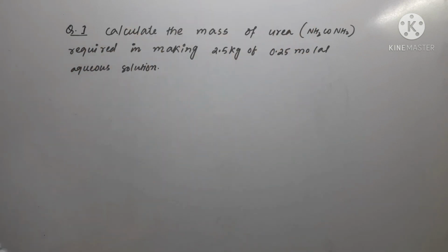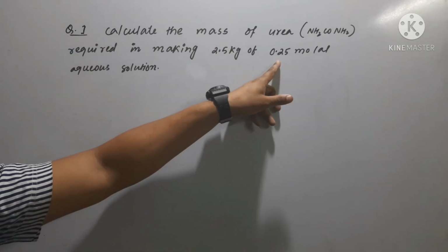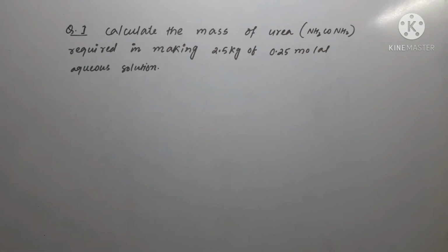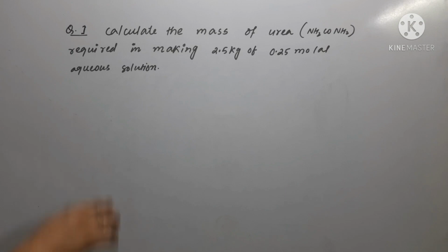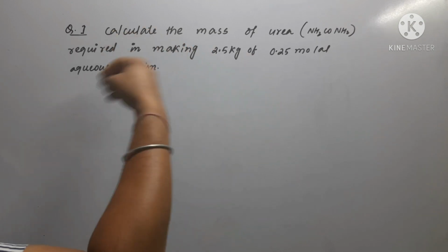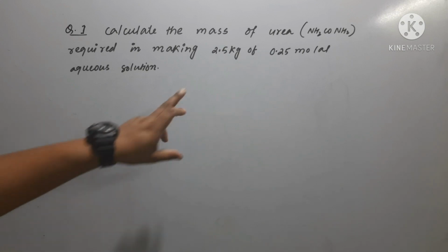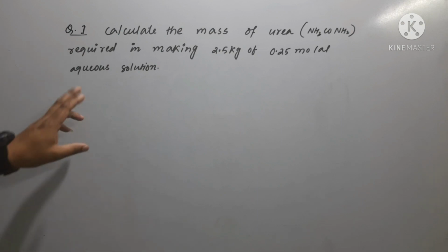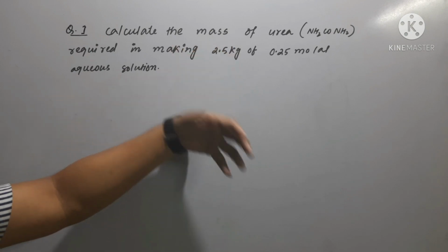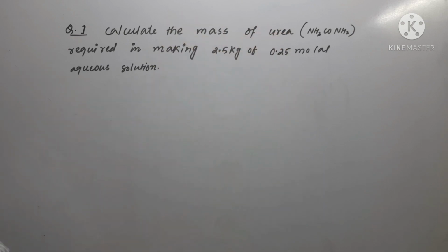Calculate the mass of urea, which has this molecular formula, required in making 2.5 kg of 0.25 molal aqueous solution. Look guys, from this question you have already got that it is an aqueous solution. That means the solution is being prepared with water as the solvent. And the total mass of the solvent you can consider is 2.5 kg, right? 2.5 kg of the solvent is being used. Why? Because it is an aqueous solution. So water, whatever the liquid, it will define the volume of the solution, because urea is a solid.